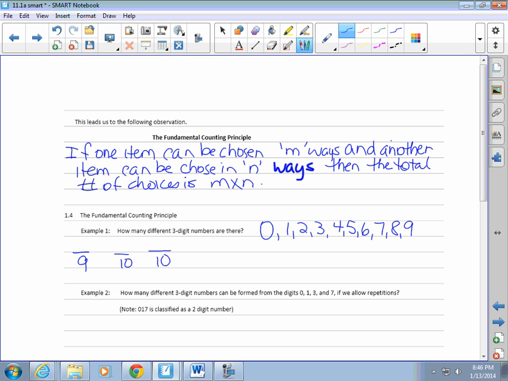Now you might be wondering, why didn't I have 10 choices for my first blank? Because I can't put a 0 there. Because then I wouldn't have a 3-digit number, I would have a 2-digit number. So that's why there's 1 less. Can't be 0. So 9 times 10 times 10, and it doesn't matter if you write this on top of the line or below it. I should have written it on top of the line. That gives me 900. So there would be 900 different 3-digit numbers I could make from 0, 1, 2, 3, 4, 5, 6, 7, 8, 9, as long as I can repeat.